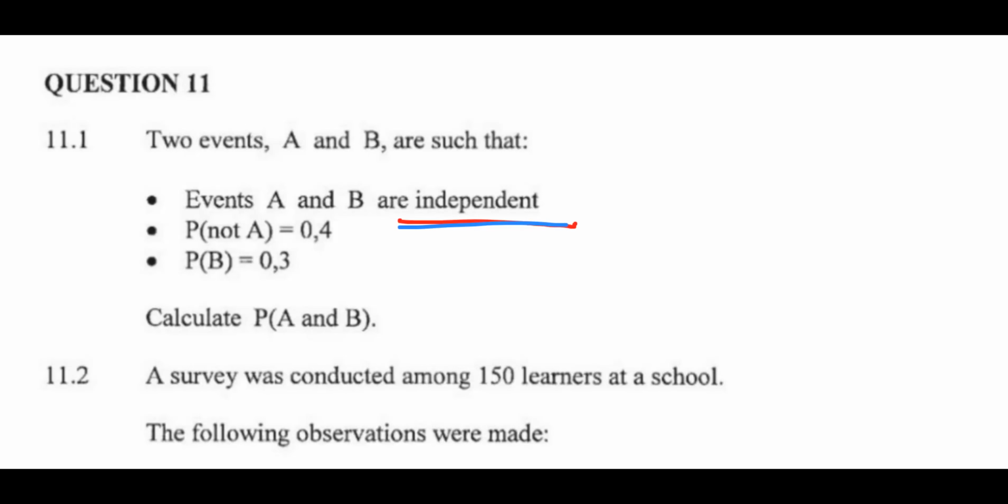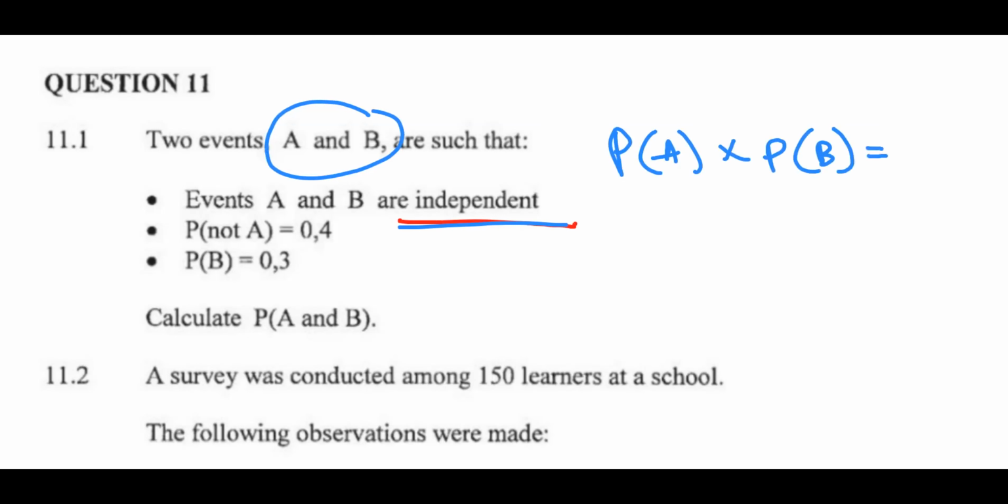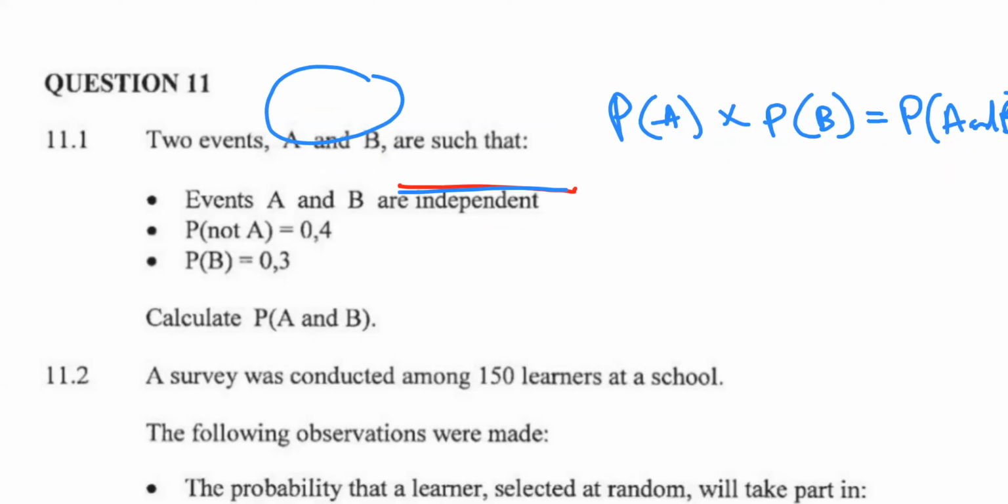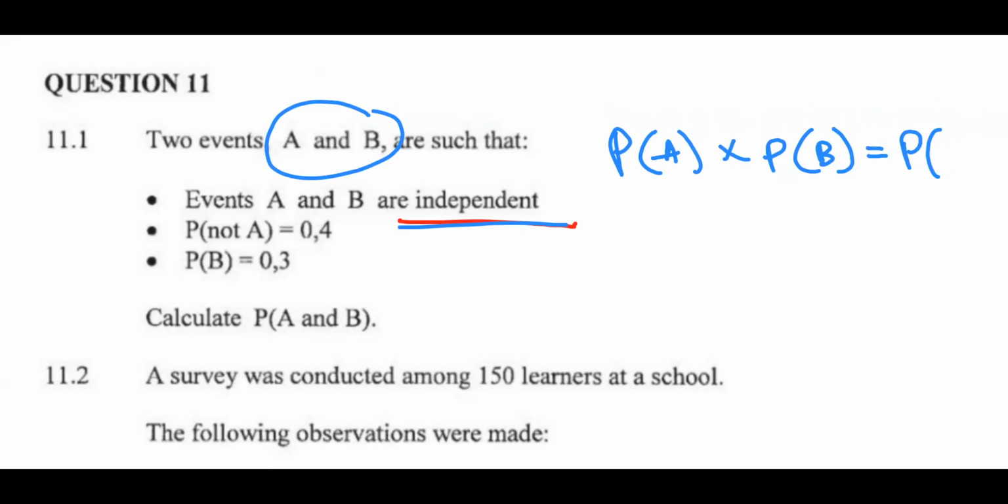if you know that two events are independent, in this case A and B, then we can say that the probability of A multiplied by the probability of B is equal to the probability of A and B. I'm running out of space there, but I hope you get that last bit in as well. So the probability of A multiplied by the probability of B is equal to the probability of A and B. All right, so that is one useful thing that we can make use of here.